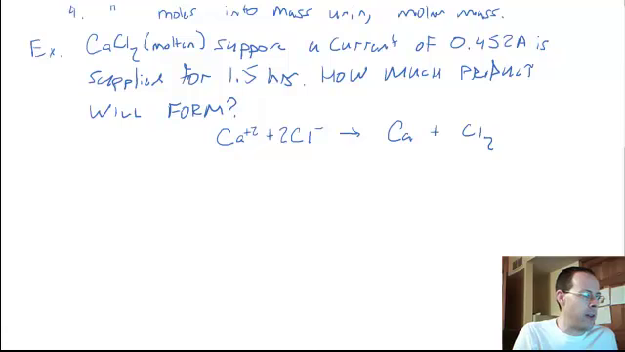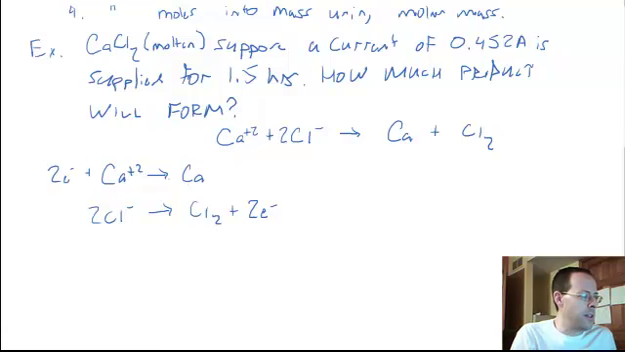So if we want to write our two half reactions, our first half reaction is going to be calcium ion is going to turn into calcium metal, and our other half reaction is two chlorides are going to turn into chlorine. On the bottom one, we have electrons on this side. On our top one, we're going to have electrons as reactants. So if we identify these, this is our reduction reaction, and this is our oxidation reaction.